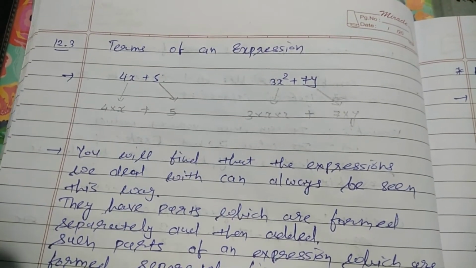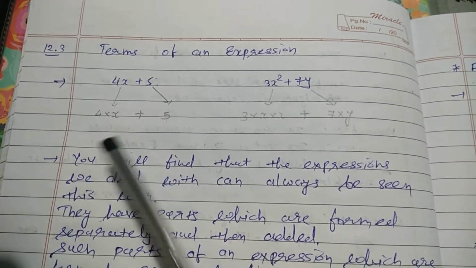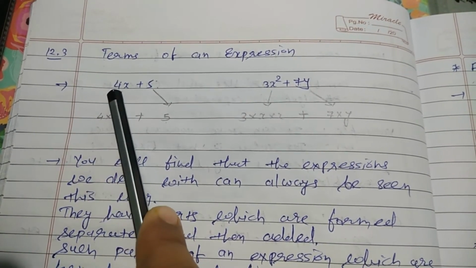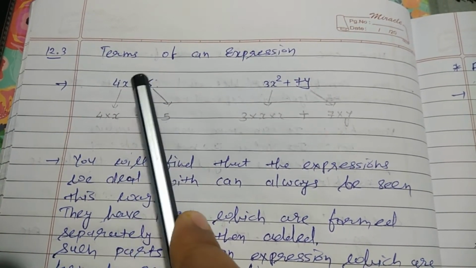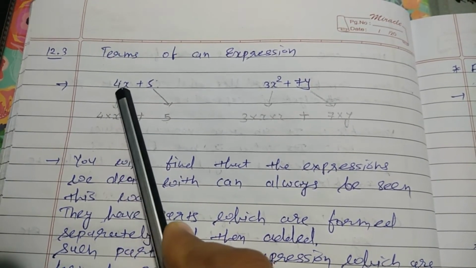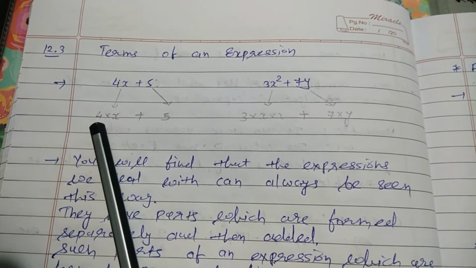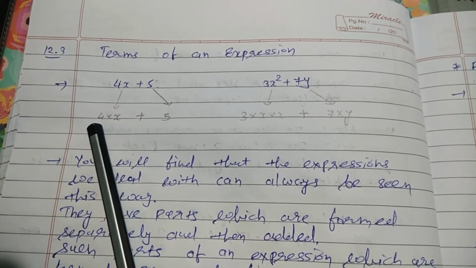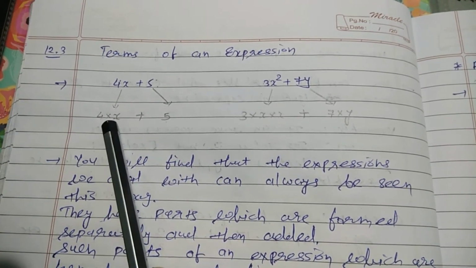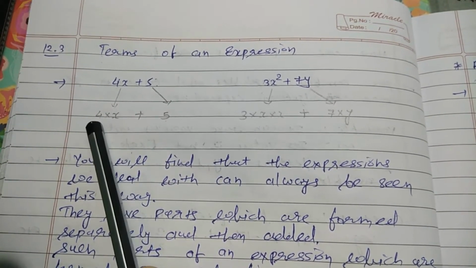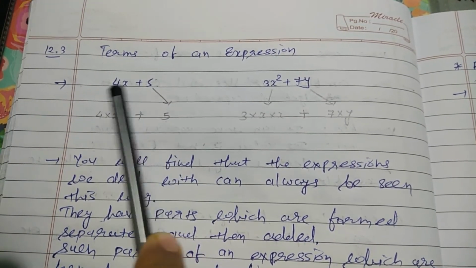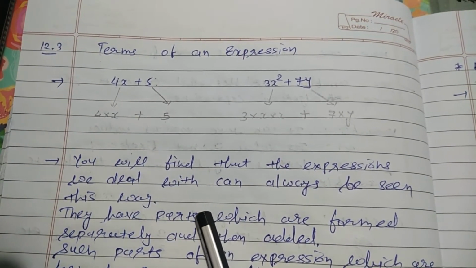Next topic, terms of an expression. Here again we will see two examples. Here the expression 4x plus 5. How is it formed? This first part 4x is formed by multiplying constant 4 with variable x, and afterwards this product 4x is added to constant 5, we got the expression 4x plus 5.